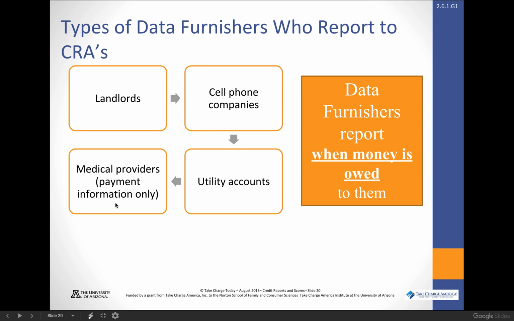The same with medical providers. So if you go to the emergency room, they give you a bill, you don't pay your bill, they are still going to report that because that does impact your trustworthiness when it comes to credit. If you are not paying your current bills, you probably should not be offered a new line of credit to increase your bills later.